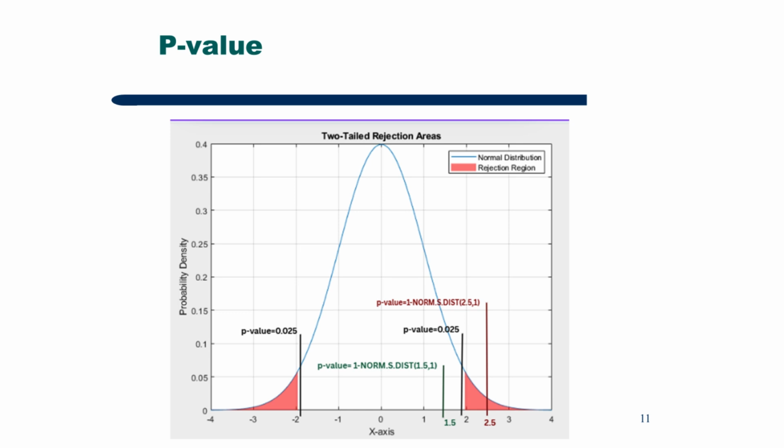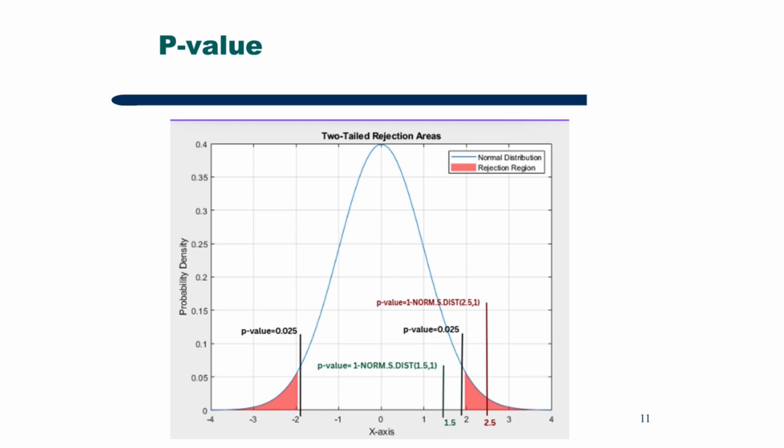The slide, titled P-value, visually explains the concept of p-values in hypothesis testing using a normal distribution graph. It highlights two-tailed rejection areas, where extreme values lead to rejecting the null hypothesis. The graph illustrates different p-values calculated using the normal distribution formula, Excel equation, with key annotations marking their significance.